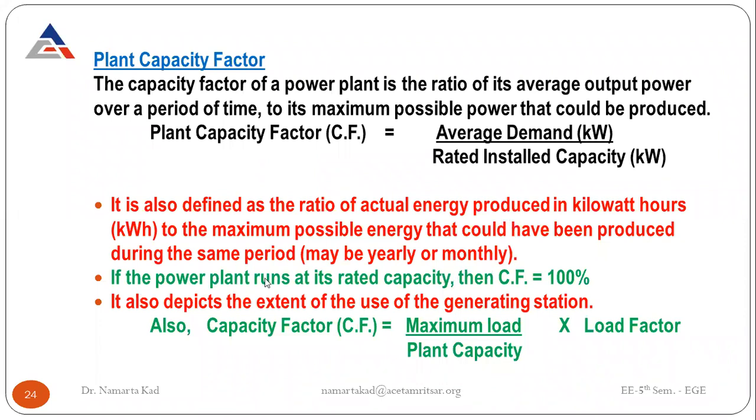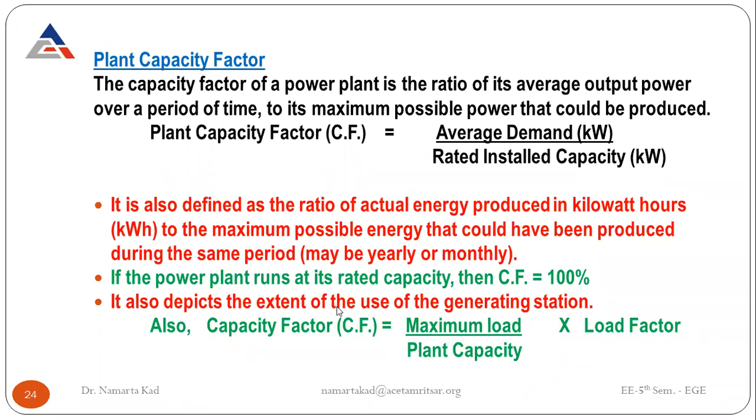And if the power plant runs at its rated capacity, then the capacity factor is 100%. ठीक है, अगर किसी पावर प्लांट की रेटेड इंस्टॉल्ड कैपेसिटी मान लो 2.5 मेगावाट है and it gives the production for the full capacity, that is 2.5 megawatt, then the capacity factor of that particular power plant is 100%.